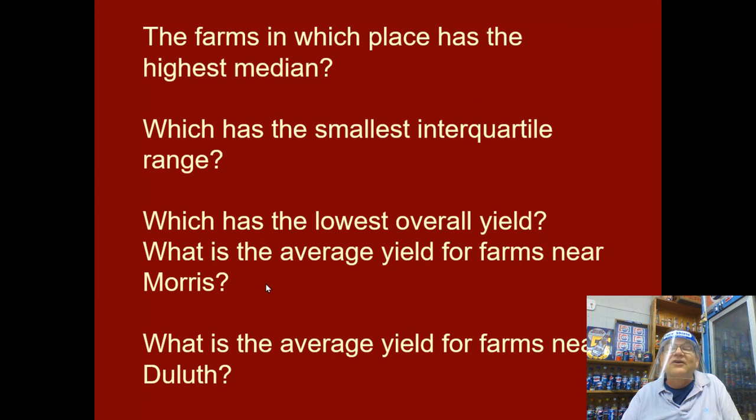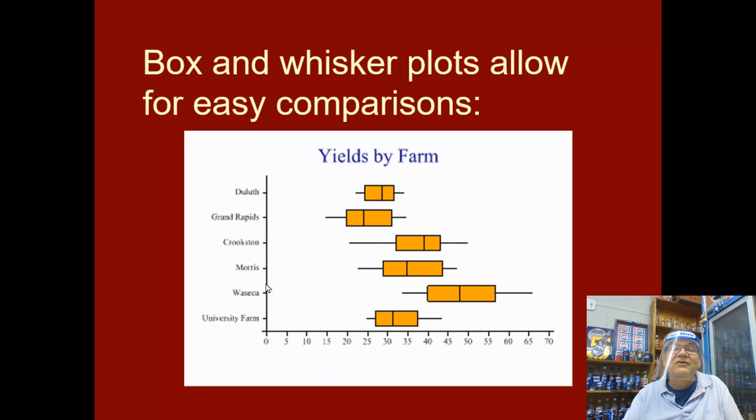And we'll look at just a couple of others. What has the lowest overall yield? Well, if I look for the lowest overall yield, where am I looking at? Yeah, the very left side, basically the left side of the whisker, and it's the second one, which would be Grand Rapids. It's going to have the lowest overall yield. Everybody follow how we're interpreting those types of graphs?